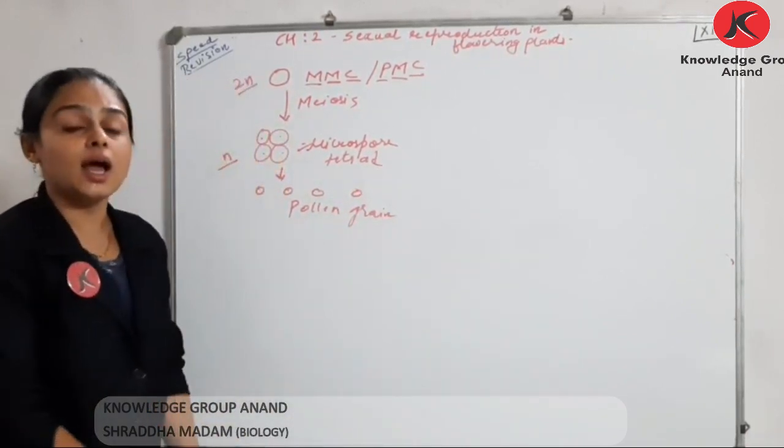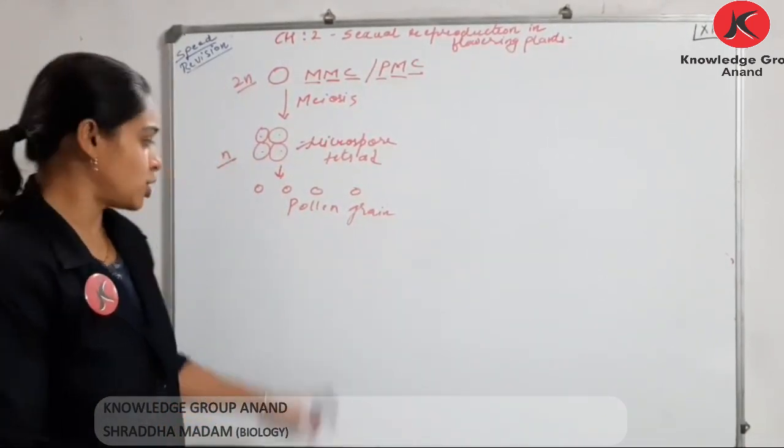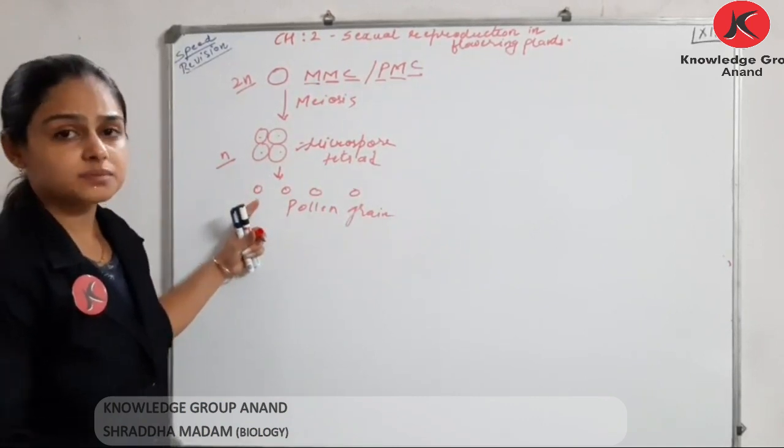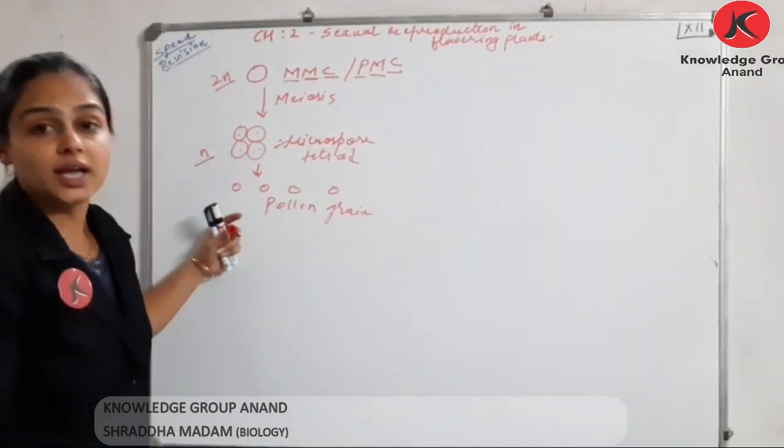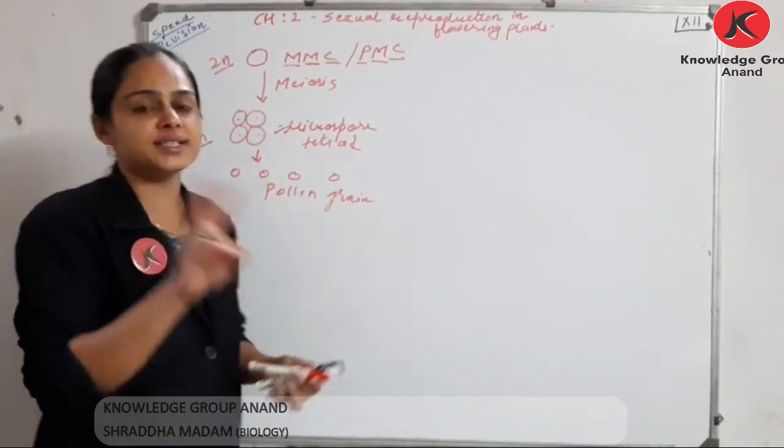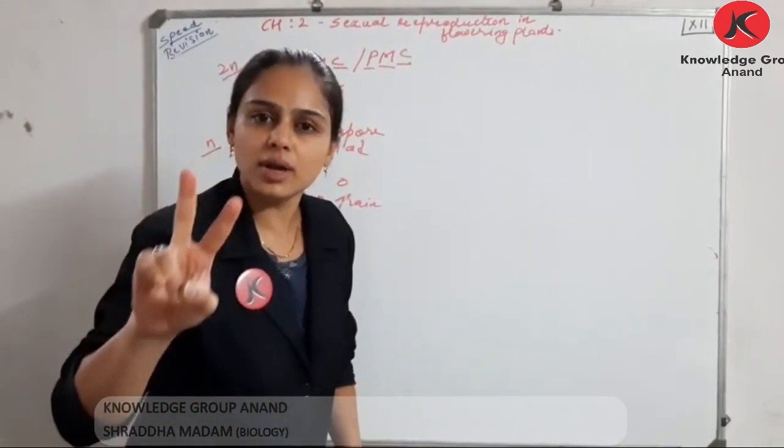क्या बना दिया इसने? Pollen grain. Okay? तो बच्चों यहाँ से next topic क्या आएगा आपका? Structure of pollen grain. If we see the structure of pollen grain, then it is having how many layers? It is having 2 layers, right?